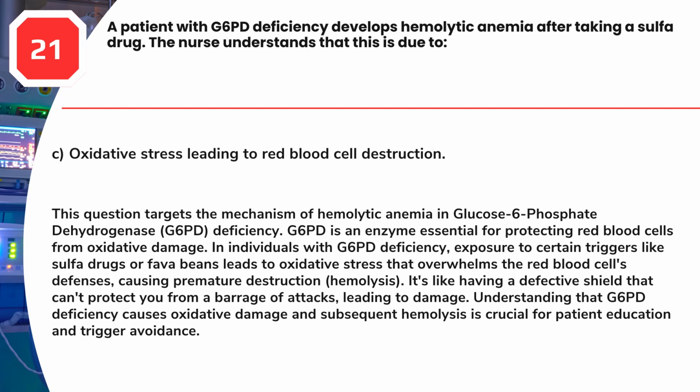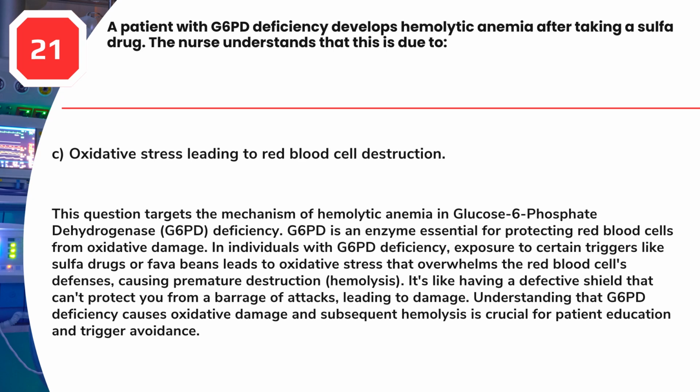Answer: C. Oxidative stress leading to red blood cell destruction. This question targets the mechanism of hemolytic anemia in glucose-6-phosphate dehydrogenase, G6PD, deficiency. G6PD is an enzyme essential for protecting red blood cells from oxidative damage.